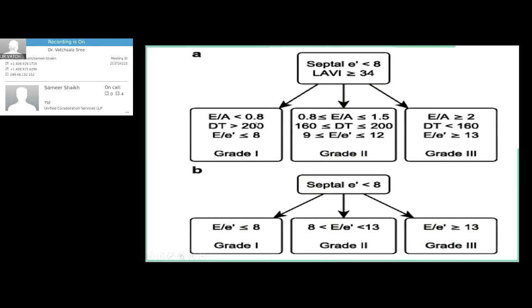Okay, so we are all familiar with this. EA ratio less than 0.8 and DCT more than 200. EA ratio more than 2 and DCT less than 160. And anything between that is grade 2.